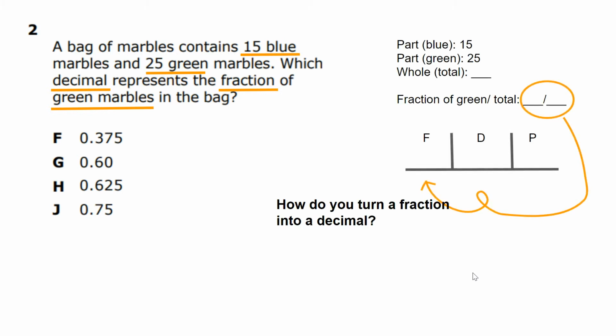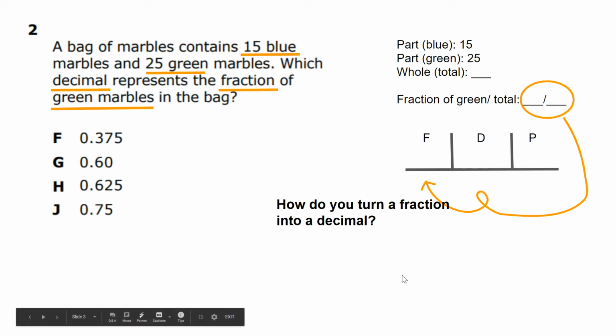The part of blue is 15. The part of green is 25. The whole you'll have to figure out. So look for the fraction of green to total. Plug them into the fraction decimal percent conversion bar, and that will help you find your answer. You should also be asking yourself, how do I turn a fraction into a decimal?